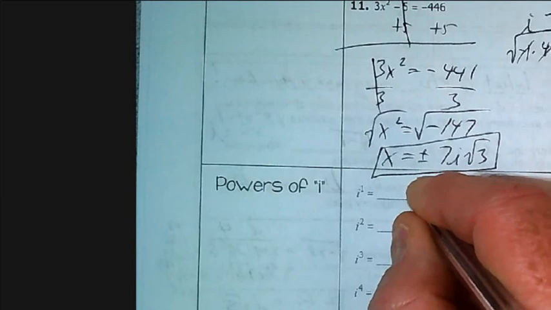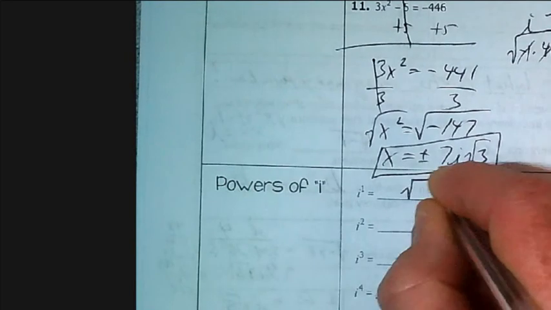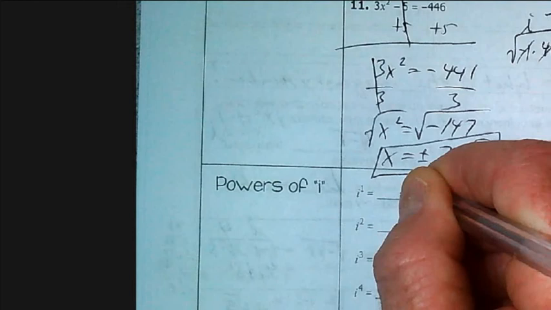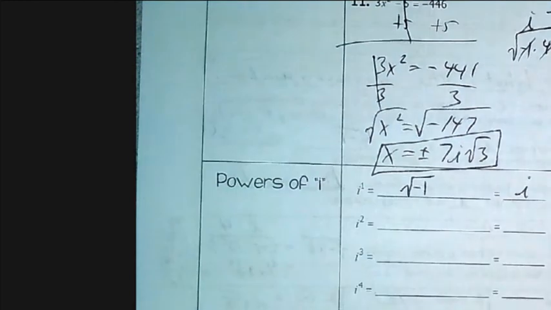Let's start with i to the first. What is i to the first? What is i? Square root of what? Negative 1. So i is the square root of negative 1. But do I need to write square root of negative 1 if it asks me what i is? No. i is just i.